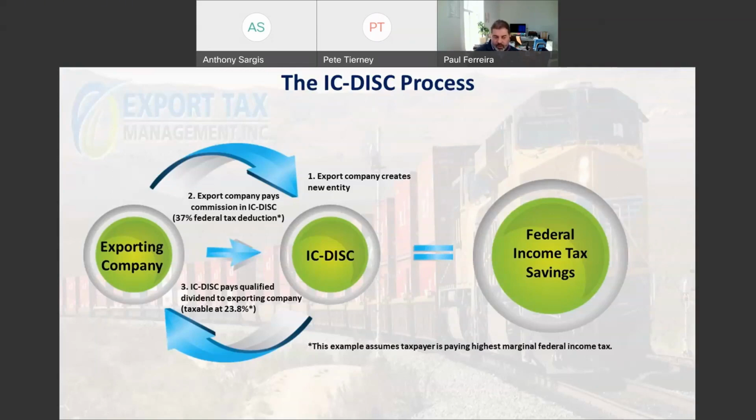Once the DISC is incorporated, it's very non-invasive to your operations. A big question I get: do I have to change my invoicing to my foreign clients? Not at all. Nobody knows you have an IC-DISC other than the IRS, your CPAs, your accounting staff, and you. That is it. The beauty of it is nothing changes over here. It's simply facilitating this reclass of income. And again, the reason we still have the IC-DISC is because the statute was written that way in 1971, and it really hasn't changed much since then. There are some nuances, but we're not going to bore you with that today.